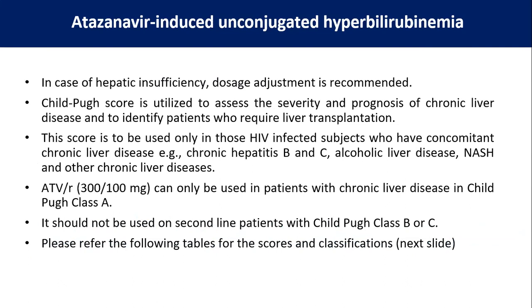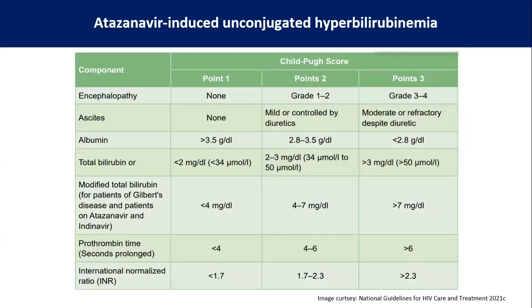And it should be based on second-line patients with Child-Pugh B. It should not be used, as I said. Now, atazanavir-induced unconjugated hyperbilirubinemia. In presence of this, we need to do Child-Pugh score, and it is based on different components. One is encephalopathy, ascites, albumin, bilirubin, then prothrombin time, INR.